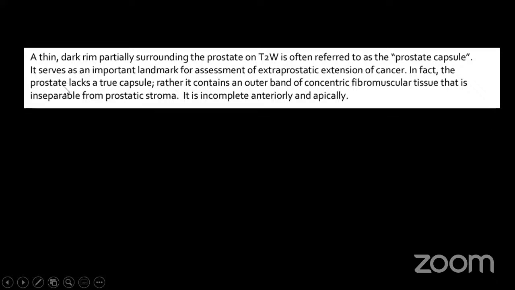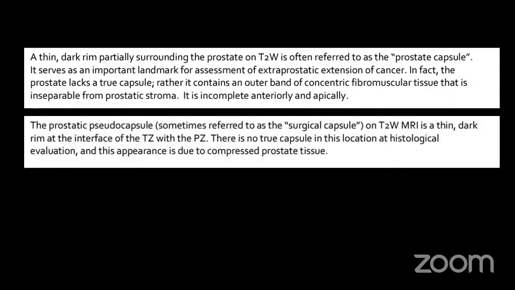But the prostate lacks a true capsule. So the prostate is an organ which doesn't have a true capsule. Rather, it contains an outer band of concentric fibromuscular tissue that is inseparable from the prostatic stroma, and that is incomplete anteriorly and apically. So this is one thing, that we don't have a true capsule to the prostate gland.